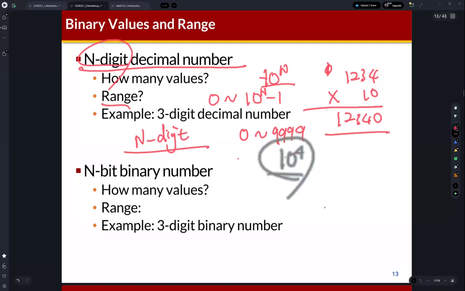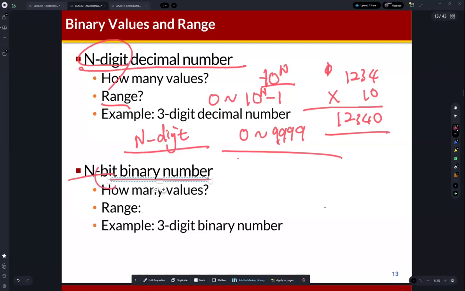Then how about the binary number? Actually, we are learning about this system, so we need to consider the range that can be represented using a fixed binary number. So n bit binary number. You can find the bit here. Bit is actually a binary digit.